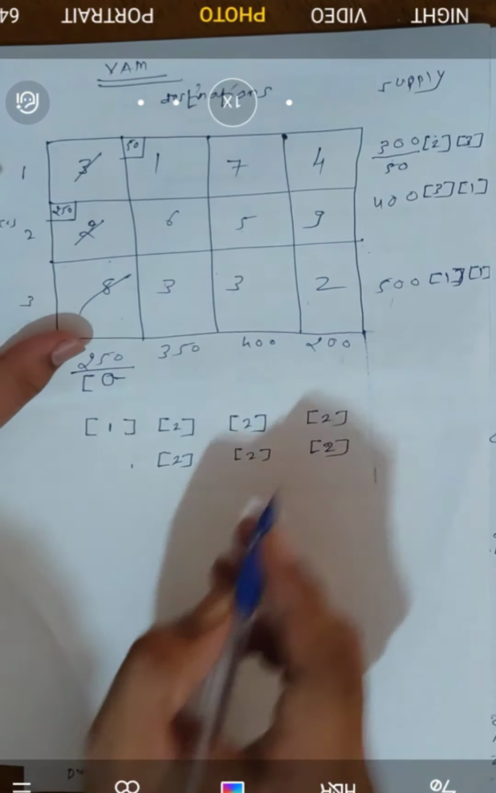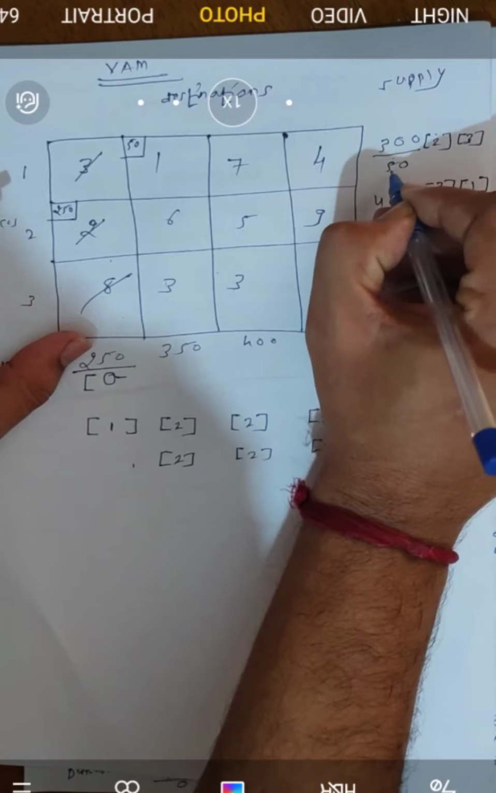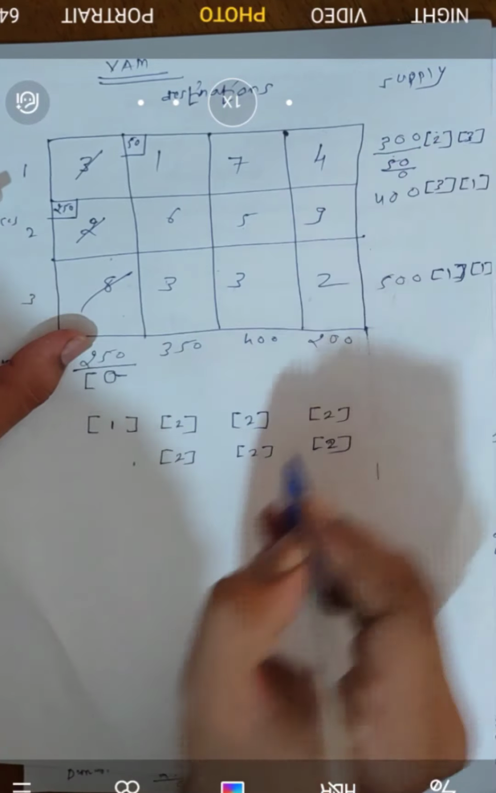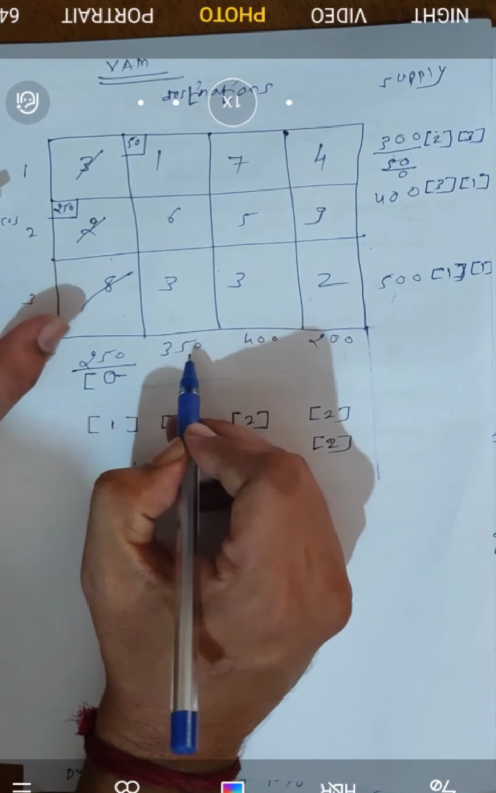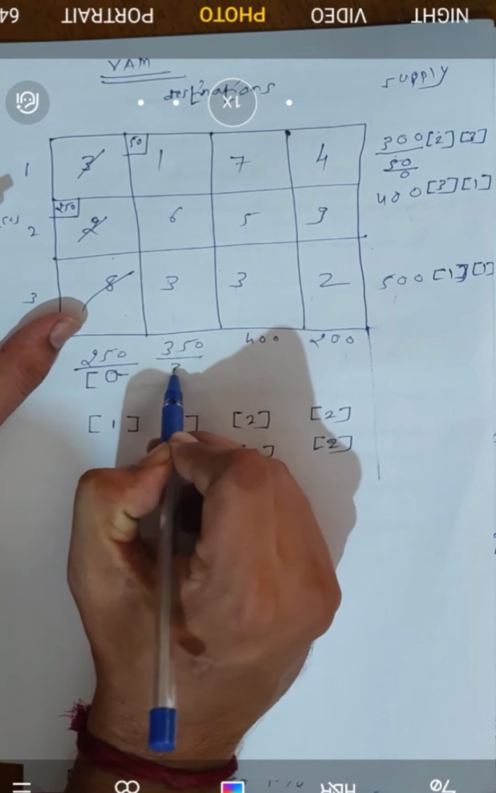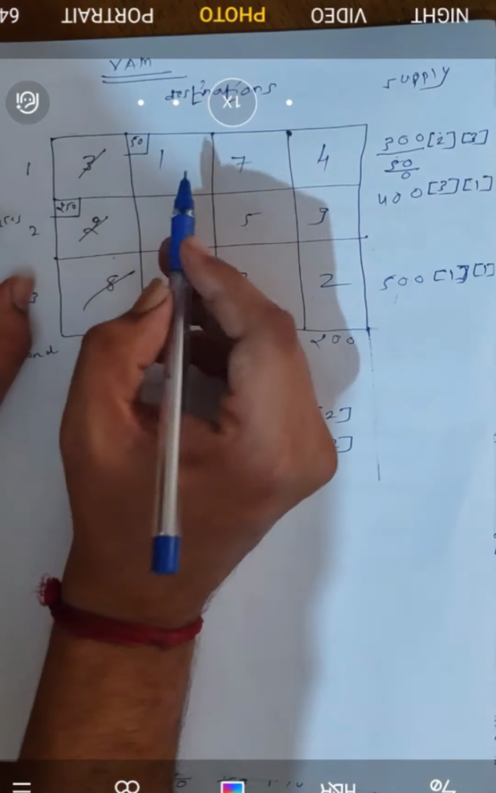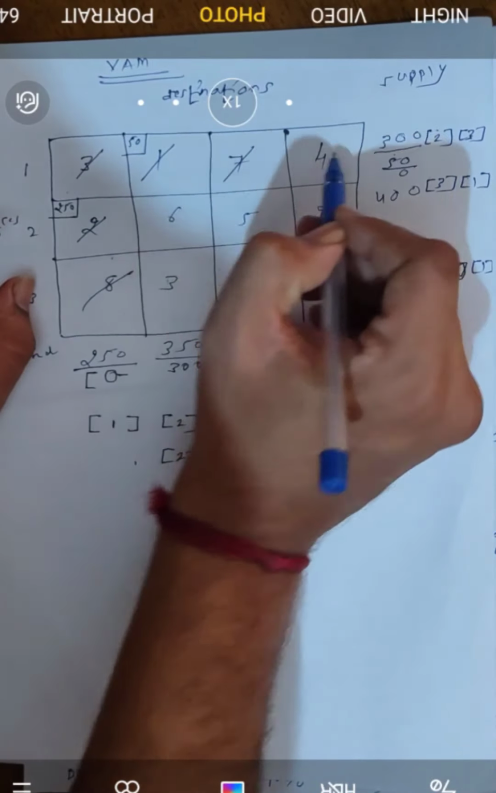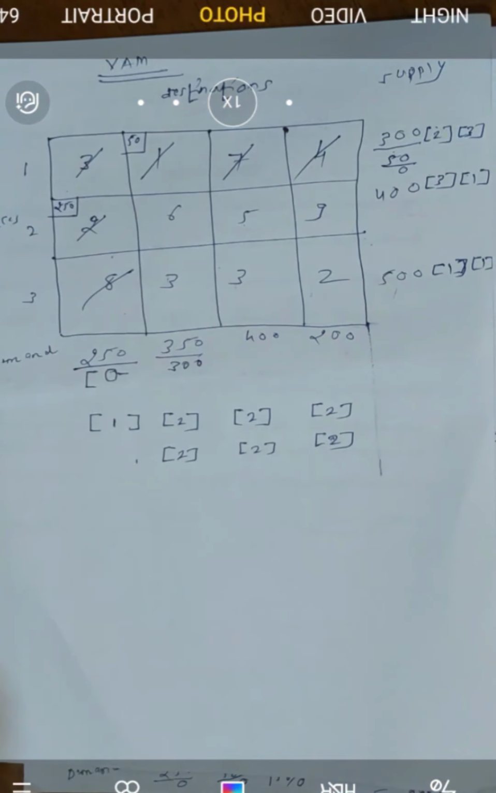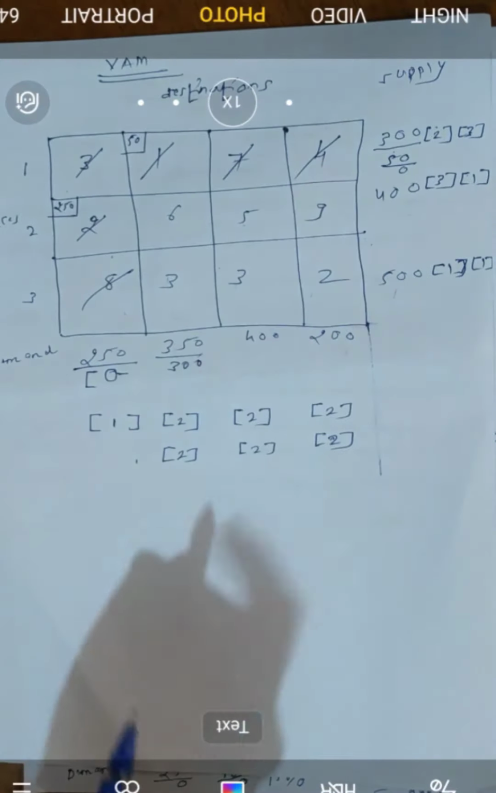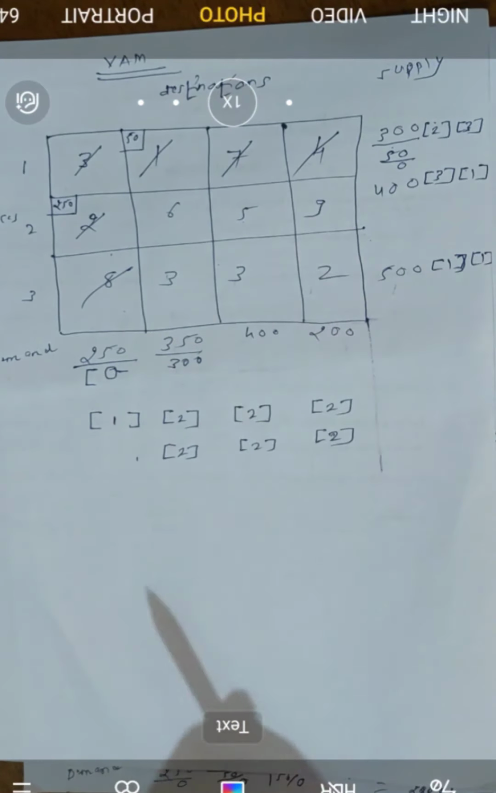Now 50 has been supplied. So now all supply is over here. 0 is remaining. So now out of 350 demand, 50 has been supplied. So remaining demand is 300. So now the supply of first source is over. So that's why I am going to delete all the elements in first. And again we have to repeat the same procedure for remaining things.